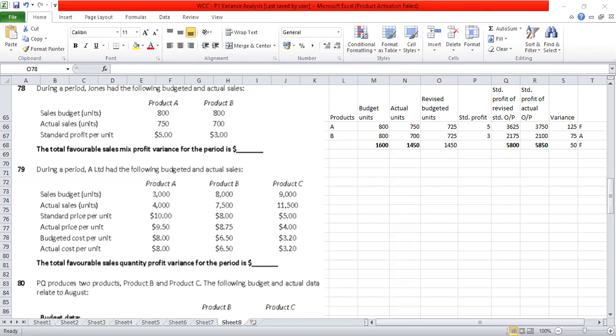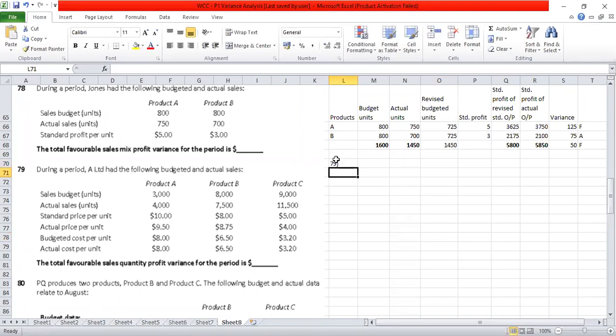Because there are three different products A, B, C. Now the quantities are also mentioned. The budgeted sales units are 3,000, 8,000, 9,000. Then the standard selling price is given, standard cost per unit is given. So we also know what is the standard profit. We need to find out the average profit because it's not just one product. Here we have three different products. So calculate the weighted average standard profit per unit.